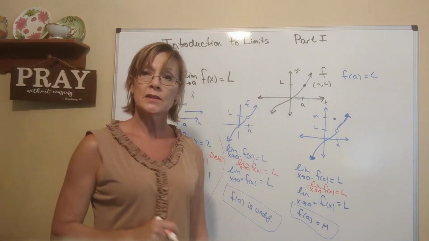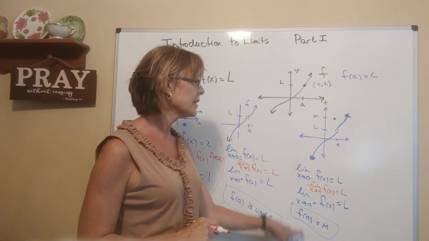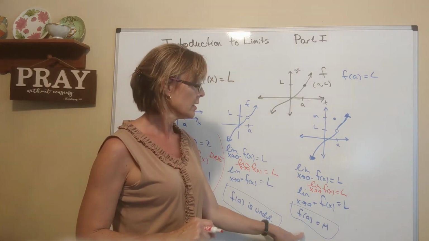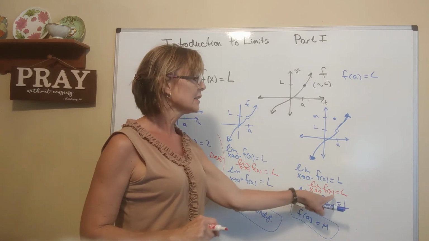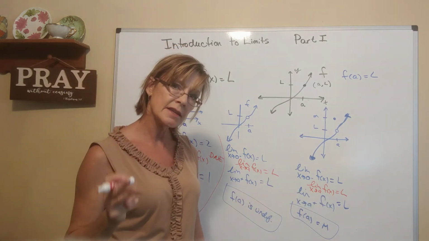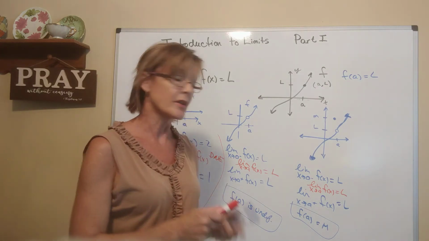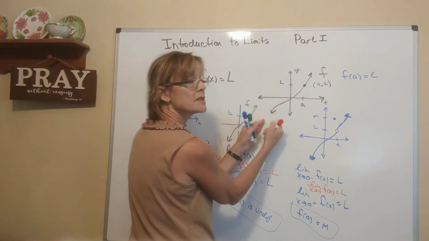What was f of a defined to be in this instance? It was defined to be a different value, M. It wasn't defined to be L, it was defined to be M, but yet the limit exists. So we've seen 3 cases where the limit exists, but where the function is defined is different, right here. This top curve in the black.